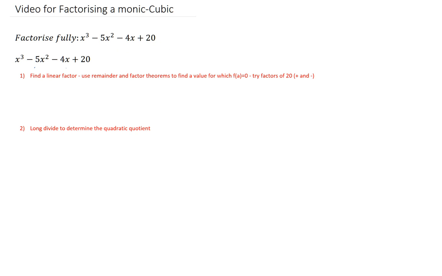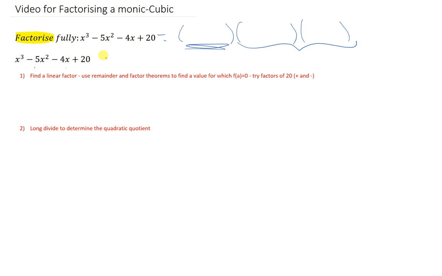Now, here it's important to recognize what the word factorize means. Okay, factorize does not mean solve. It simply means to write it in factored form, which often we think of as writing it in brackets. So my goal is to get it to look like that. It's going to come in two phases. First, it's going to come by figuring out the linear term, and then the quadratic quotient, and then finally factorizing that quadratic to be fully factorized.